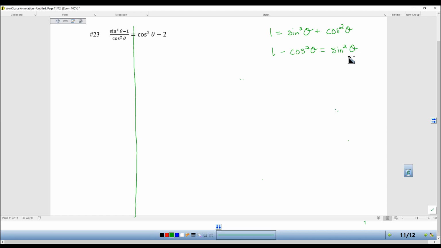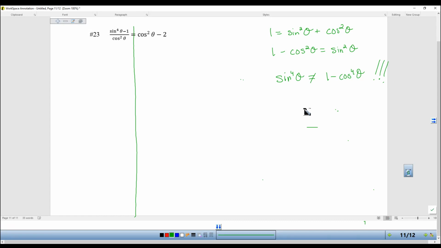You can change a sine to a cosine. If you have a squared, you can make it 1 minus cosine squared. Oh, but I don't have squared. I have sine to the fourth. So this rule doesn't apply to sines to the fourth. Please do not write 1 minus cosine to the fourth. Okay? Easy mistake to make.